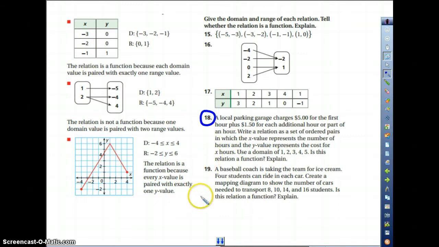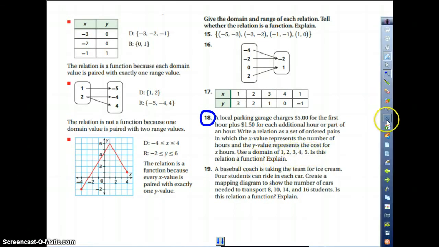Number 18. A local garage charges $5 for the first hour plus $1.50 for each additional hour or part of an hour. You know, so if you're only in the garage for like an hour and a half, they're still going to charge you like you were in there for 2 hours. Write a relation as a set of ordered pairs in which the x values represent the number of hours and the y values represent the cost for x hours. Use a domain of 1, 2, 3, 4, and 5.